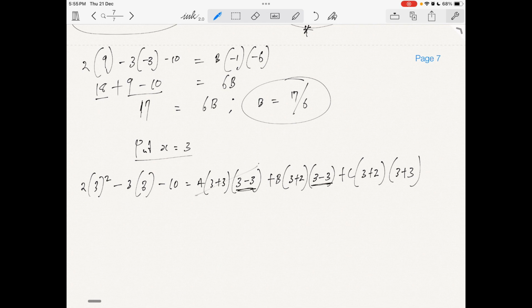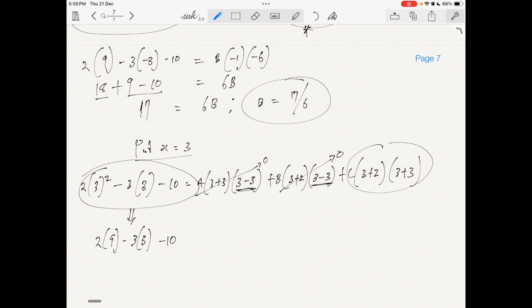So this will be 0 and this will return to 0. So we are left with this and also we are left with this. Now, solving this, we have 2 into 9 minus 3 into 3 minus 10 will be equal to solving this, 3 plus 2 is 5.